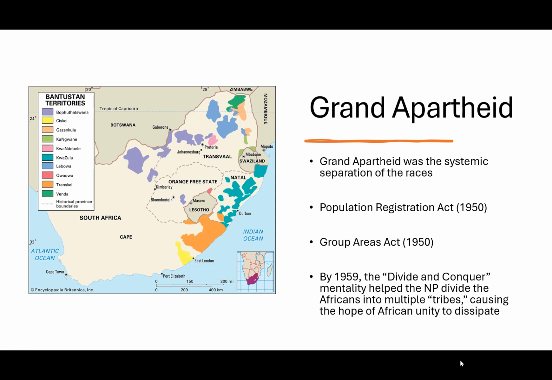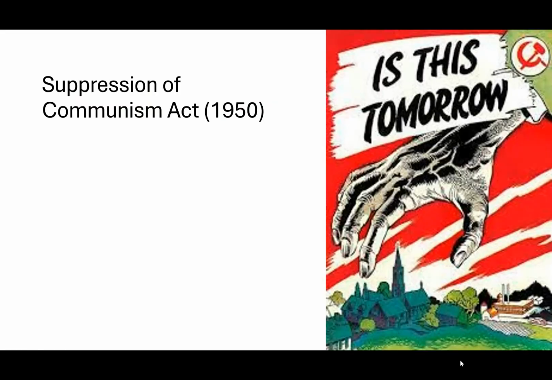Grand apartheid is this really nasty element that really is constitutional, changes the entire essence of the segregation system, making it a very cemented element that's going to take drastic measures to eradicate. In addition to that, we see the Suppression of Communism Act. And this is one of those things that plays into the Cold War, really significant.